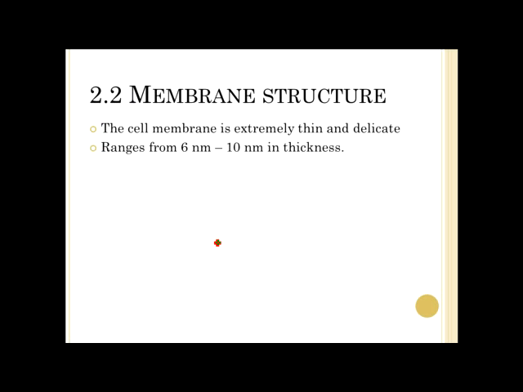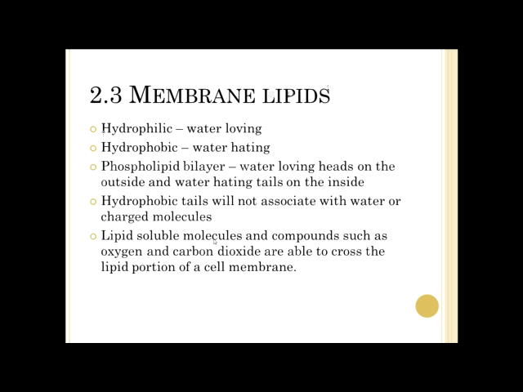Membrane structure. The cell membrane is extremely thin and delicate. It ranges from about 6 to 10 nanometers, and that is tiny. It can't be seen by the naked eye, only by microscope. You can actually see cells with an electron microscope, you just can't really see a good blow up of them where you could look at the detailed organelles inside the cell. Membrane lipids. Every cell has a membrane, and it's a phospholipid bilayer.